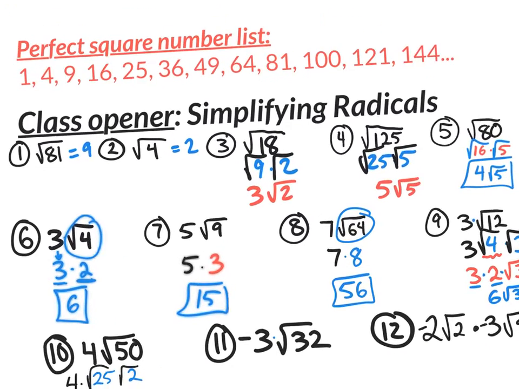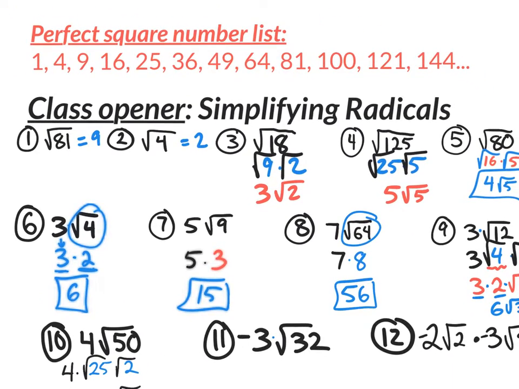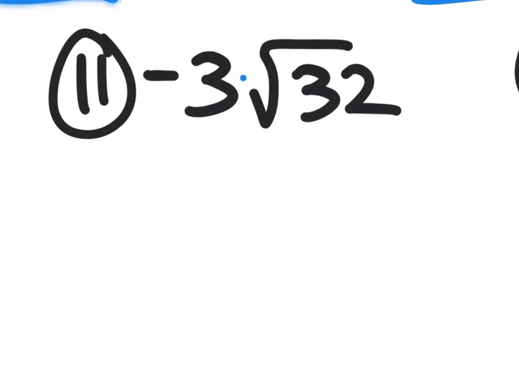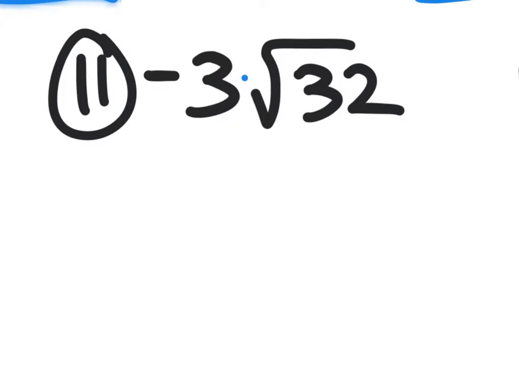But remember, you want to use the highest perfect square number possible. So when I look at my perfect square numbers, I already know that 4 times 8 is 32, but try 9. 9 times something gives you 32? No, it doesn't work. 16 times something. Yeah, 16 times 2 is 32. So you want to use the biggest perfect square number possible. So you do want to rewrite it as 16 times 2.